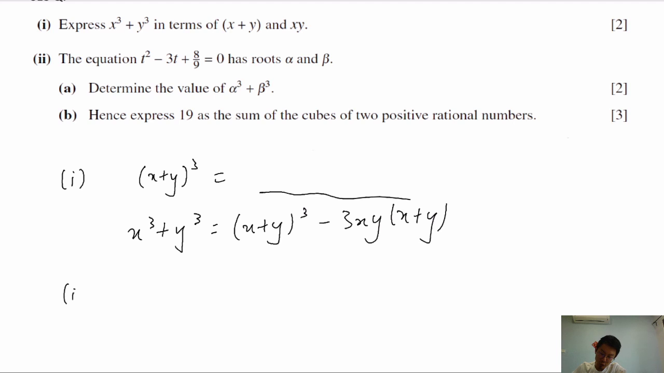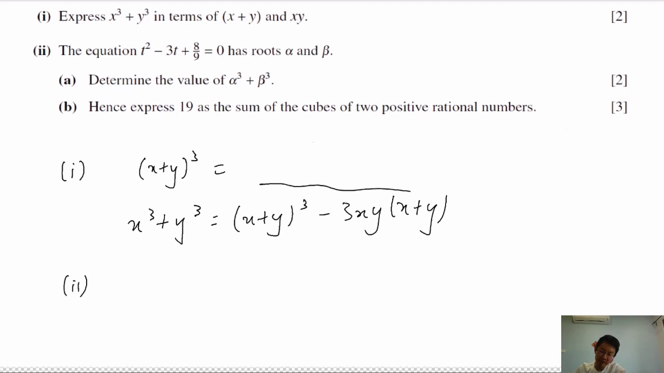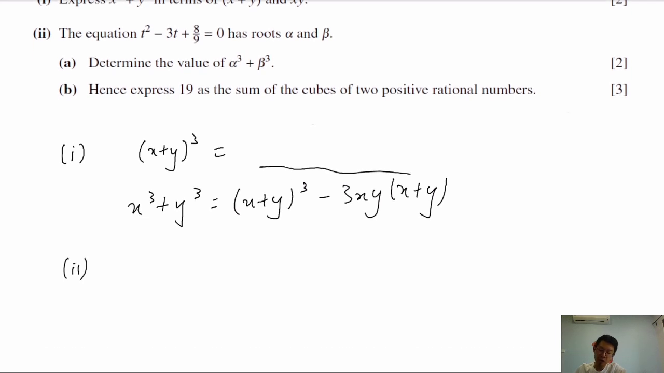Part 2. The equation given here has roots alpha and beta. Determine the value of alpha cubed plus beta cubed. Actually the first part has already helped us in doing this. Basically what we need to find out is alpha plus beta, which is negative b over a, and alpha beta, which is c over a. We have both values here.